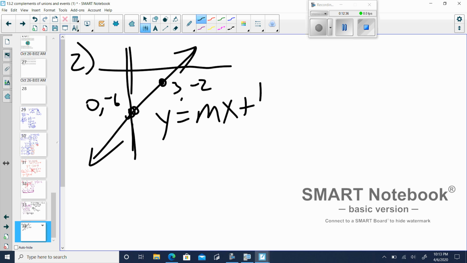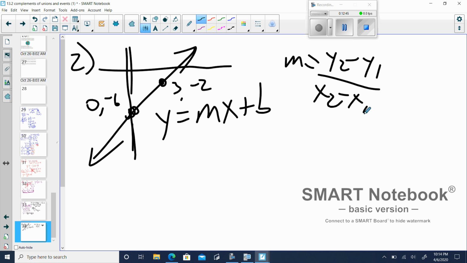Okay, so y equals mx plus b. We have two routes, right? One, m equals y2 minus y1 over x2 minus x1. You can certainly do that. Check it out. So we have (0, -6) and (3, -2).